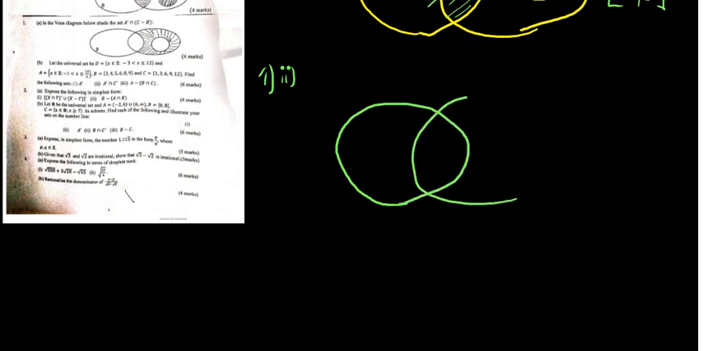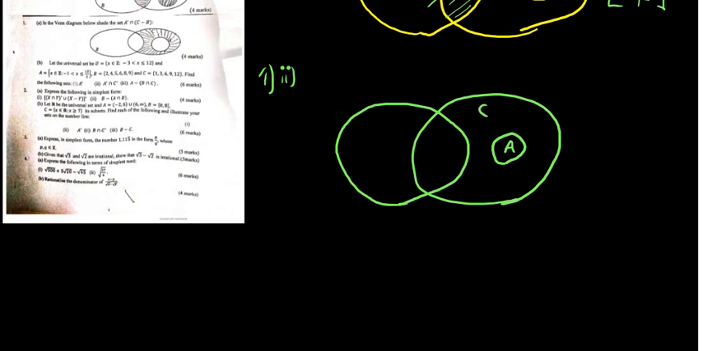The next question says, in the Venn diagram below, shade the set A complement intersection C minus B. So this is question 1, second part. This is the Venn diagram that is given here. Let's draw it like this. We also have A here, a subset of this one. So this is C. This is A here.